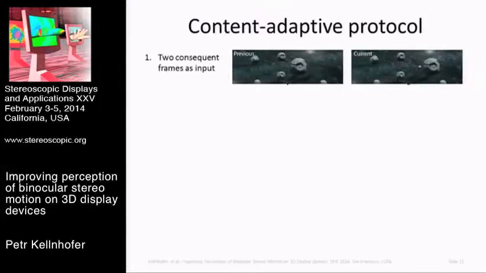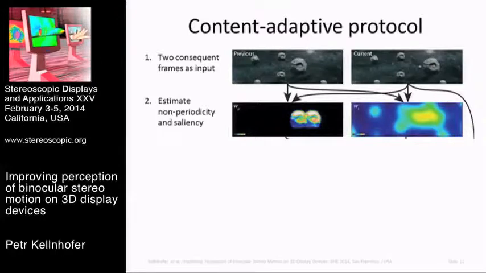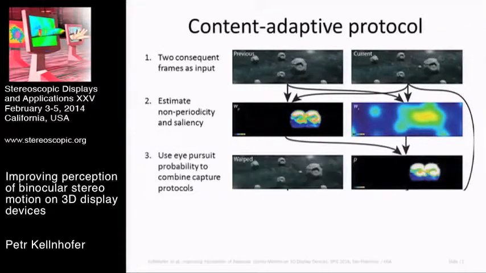So we basically try to estimate if a user will be pursuing a motion in the image, and we do it locally. We use a saliency map to estimate how likely it is that he will try to follow some object, and also a texture periodicity map that tells us if it's easy or hard to track some object. We combine this to locally interpolate between the simultaneous and alternating capture protocols.